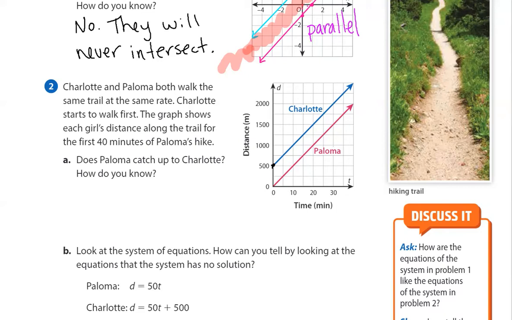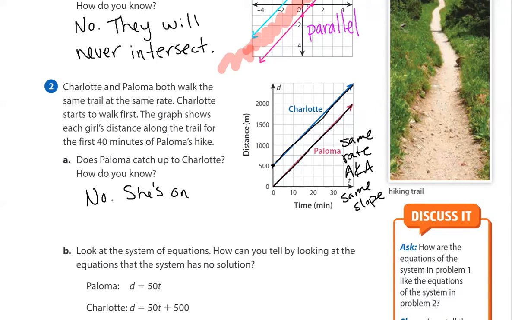Does Charlotte catch up, or does Paloma catch up to Charlotte? Is she ever going to catch up to her? If they're both going at the same rate, see how they're both going the exact same rate? We have the same slope. Same rate, also known as the same slope. So no, she's only walking as fast as Charlotte.